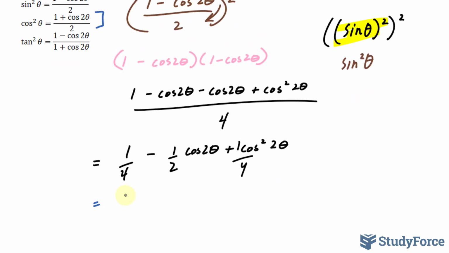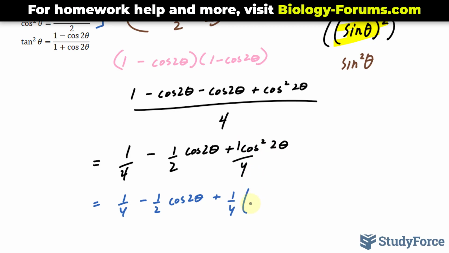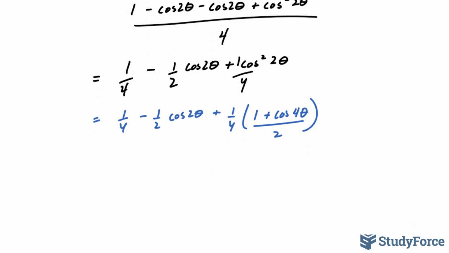So we have 1 over 4 minus half times cosine 2 theta plus 1 over 4, this factor, and I will replace that expression with 1 plus cosine 4 theta over 2. We've technically accomplished our goal. We now have an expression that doesn't have a power greater than 1, but we have to simplify.